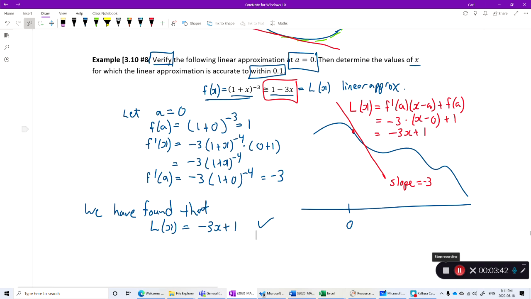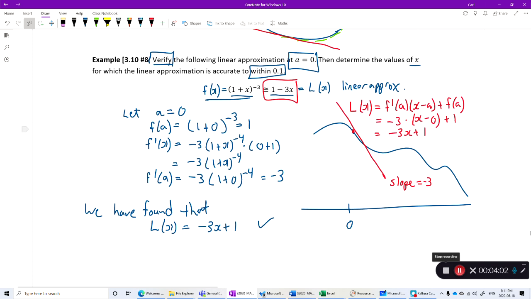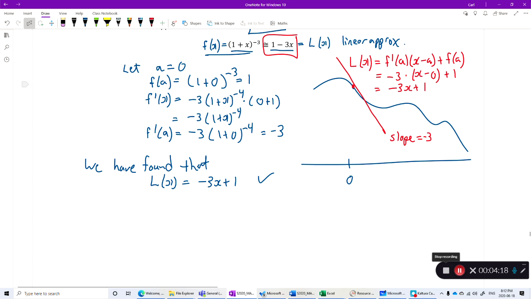Okay, now this is trickier here. Determine the values of x for which the linear approximation is accurate to within 0.1. So what we're trying to say here is we want the difference between the actual function and the line to be not too big. It has to be less than or equal to 0.1. I think it would help if we knew whether the line was on top or below, as in an underestimate or an overestimate.